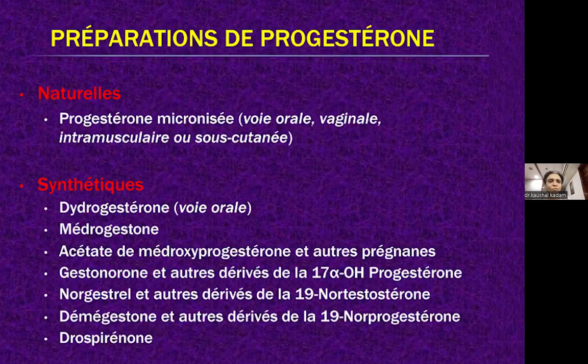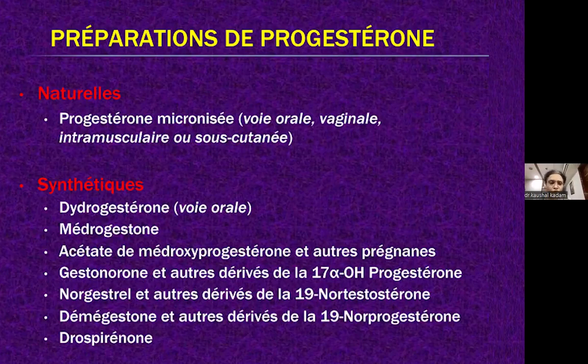So what are the various preparations that are available? We have the natural, which is the natural micronized progesterone, which is available as oral, vaginal, intramuscular, as well as subcutaneous injections. The synthetic preparations, most commonly used is dydrogesterone, which is an oral tablet, medrogestone, medroxyprogesterone acetate, and other pregnanes, which we mainly use for cycle regulation, gestonorone, and other 17-alpha hydroxyprogesterone derivatives.